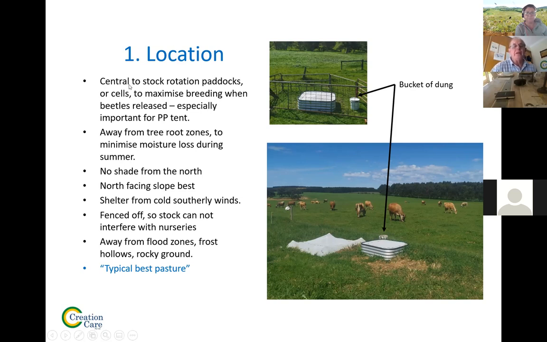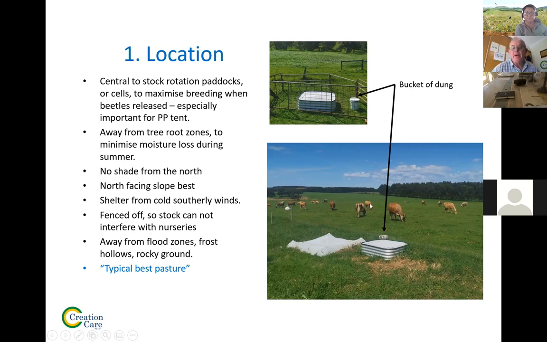So therefore, it needs to be central to stock rotation paddocks or cells, because what actually happens is that when you open the PP tent, let out the beetles, and then obviously you're going to be moving your stock into the next cell or the next paddock, and the beetles will fly and follow the dung. Most people follow the money, the beetles follow the dung. And so it's essential to have your location at a corner of 2 or 3 paddocks, or next to a set of cells or something like that, so that as the cattle are moved to the next one, the beetles can go to the next one as well.